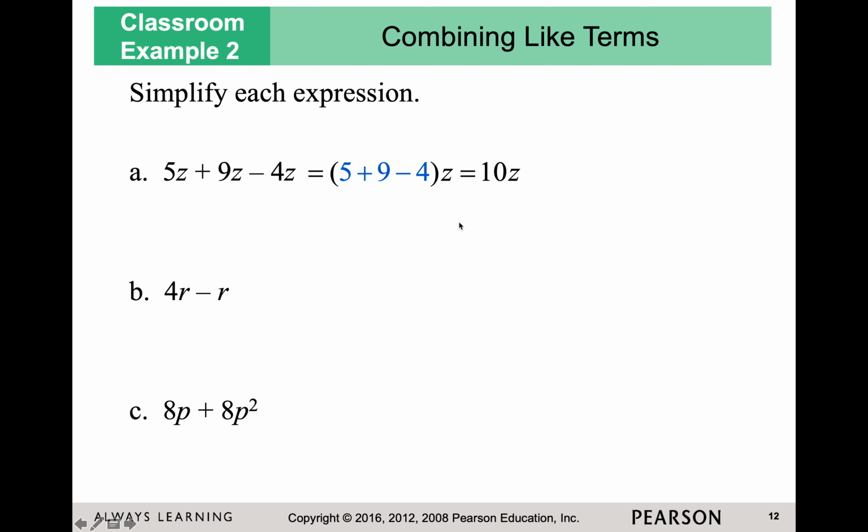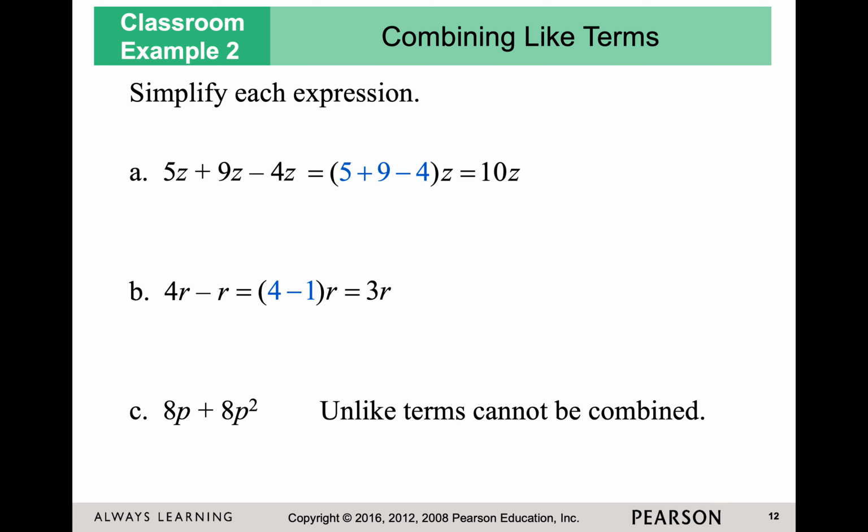I can factor a z out, then I'm just completing that step. Do you have to show this step? No. But it's helpful to understand why we can combine those terms. And it's because really, in essence, we're doing that distributive property backwards. For r minus r, those are 2 like terms, so I can just do 4 minus 1, which is 3. And then the p terms, they have the same letter, but they don't have the same exponent, so they can't be combined. That's my final answer, 8p plus 8p squared. That's as far as I can go with it.